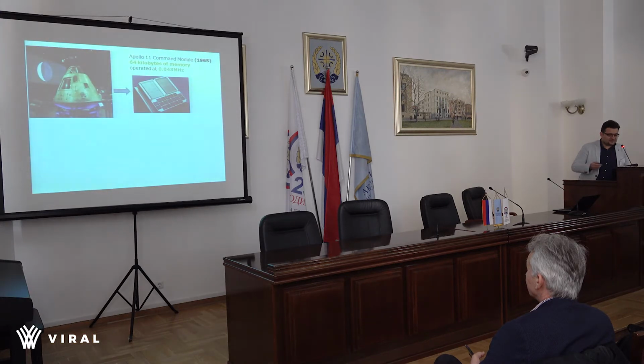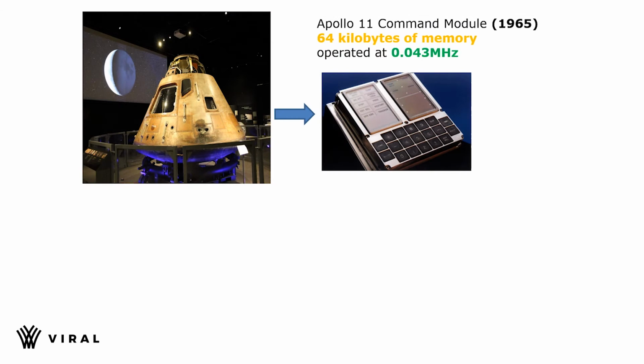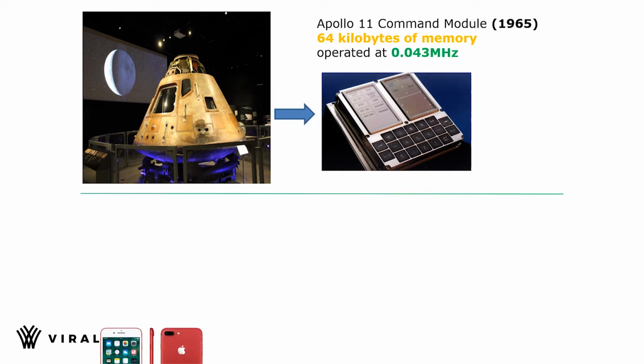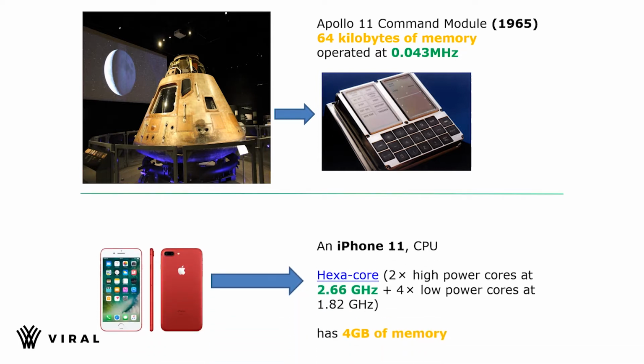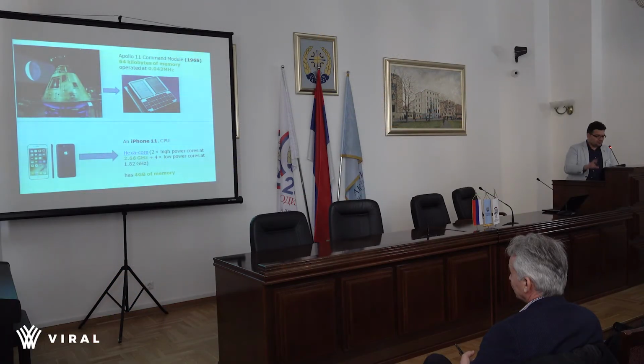If you look 55 years back, you can see the Apollo 11 command module, and it had only 64 kilobytes of memory, and it operated at 0.043 megahertz. So this is an iPhone 11. As you know, it's quite faster, 2.66 gigahertz. We are talking about two cores and four low-power cores, 1.82. So it is 1,000 times faster than Apollo 11. So in 50 years, many things have changed. And it has 4 gigabytes of memory, so quite large and very small.